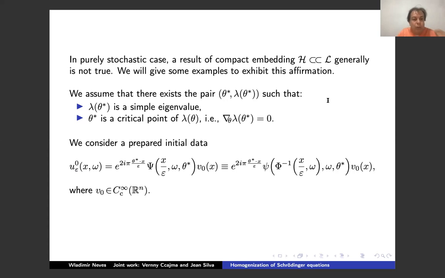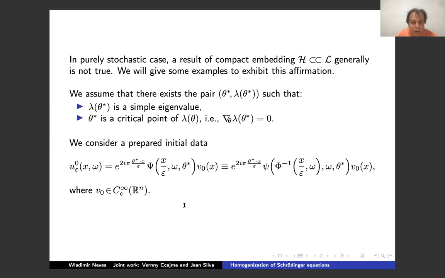And at this point, we assume that you have resolved your eigenvalue problem, and there exists some point theta star and also lambda of theta star, such that this lambda is a simple eigenvalue, and this theta star is a critical point, which means that the gradient of lambda is 0 at this point theta star. Okay? And then to resolve your homogenization problem, we are going to consider the prepared initial data. So it means that your initial data is given somehow in the direction of some eigenfunction of your precise eigenvalue problem. Why is it very important to consider that?